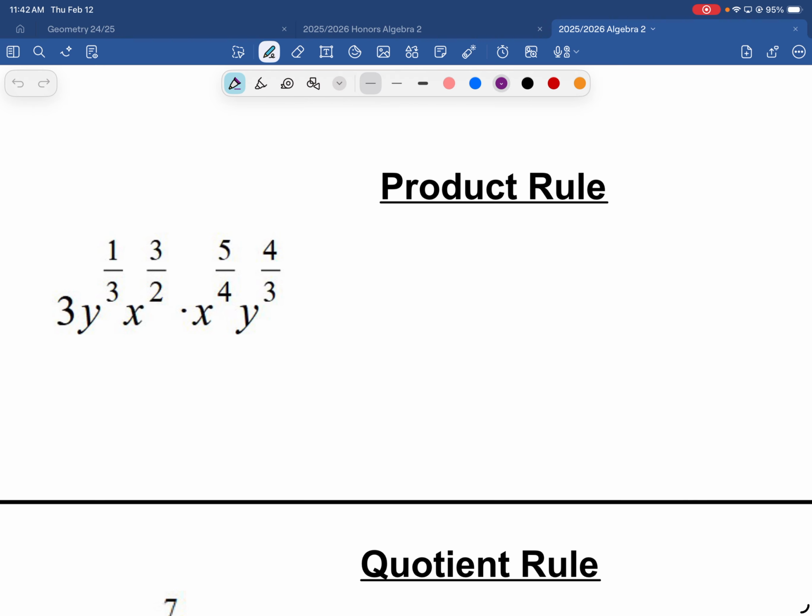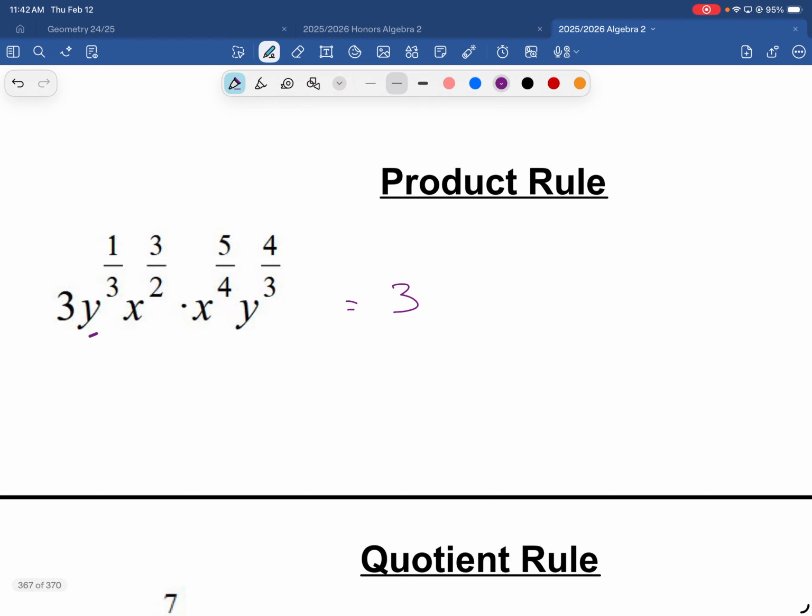With the product rule, you multiply your coefficients. You multiply your numbers. So in this case, I've got 3. My other one after my times symbol doesn't have a coefficient that goes with it, so I'm just going to make it 3. Now we look at each of our bases. I've got a base of y in our first term. I'm going to highlight the first one and the second one so you know which of the terms I'm talking about. I've got a y in the first term and a y in the second term. So we've got things that we need to multiply together.